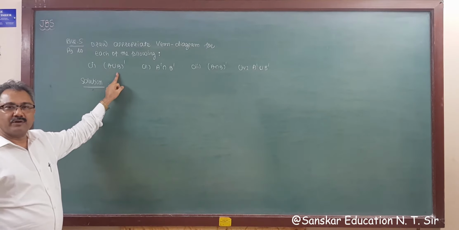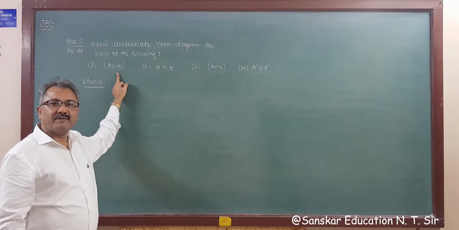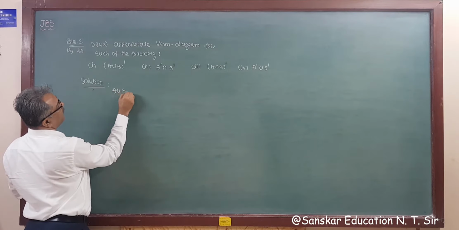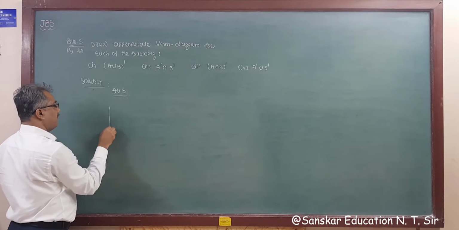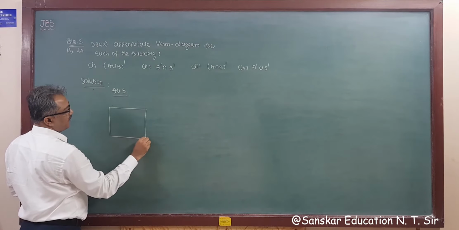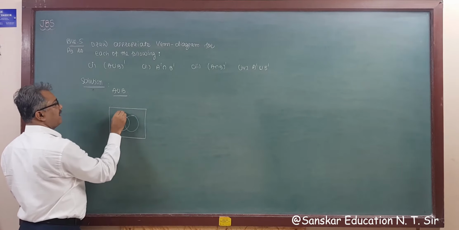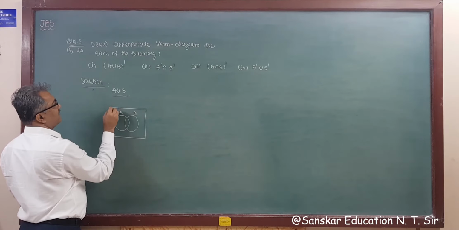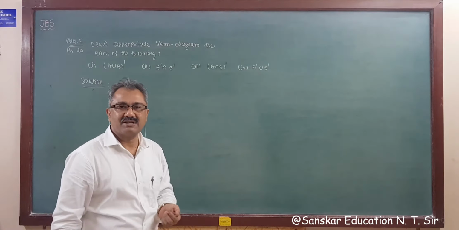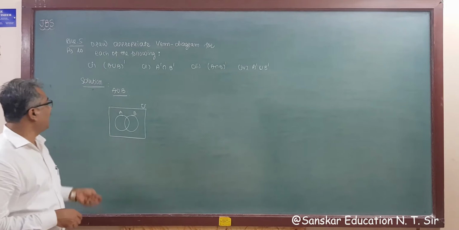So first of all we have to draw the Venn diagram of A ∪ B, and then we take the complement of that set A ∪ B. So first for A ∪ B. This is set A and this is set B, and this is the universal set U. Now we have to draw the Venn diagram of A ∪ B.